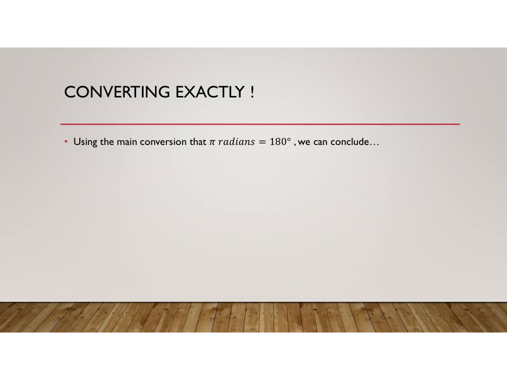So converting exactly, if we know pi radians is 180 degrees, then what would pi over 2 be? So what's half of pi? Granda, what do you got for that? 90 degrees, exactly. If pi is 180, then half of pi would be 90. And then 1/4 of a pi would be, Tyler? Exactly, 45 degrees.